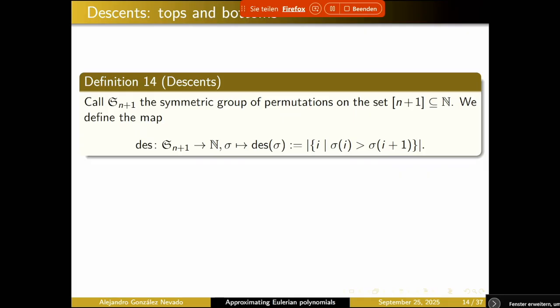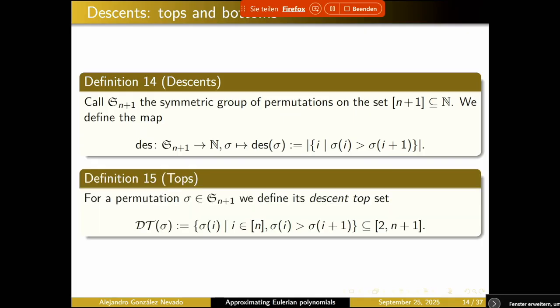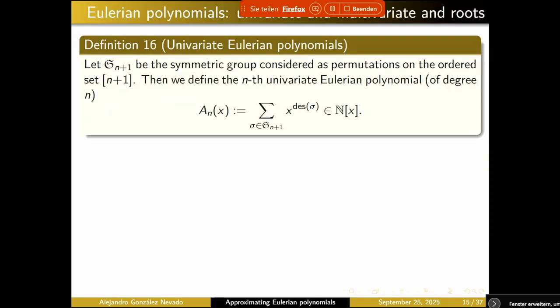When you collect the descents, and then you take the cardinal, you are taking out a lot of information there, right? We don't like to put information away, but the Eulerian polynomials, the univariate ones, are defined using this descent statistic. They are the generating series, in this case a polynomial, of this descent statistic. So in this way you construct the Eulerian polynomials. So they carry combinatorial information, right? But they don't carry enough combinatorial information.